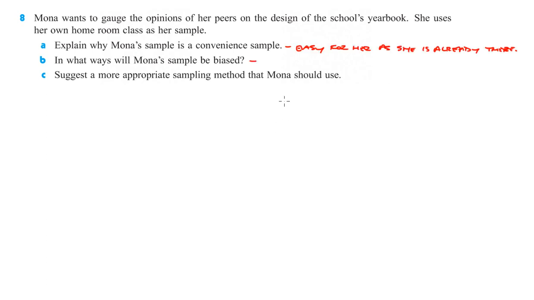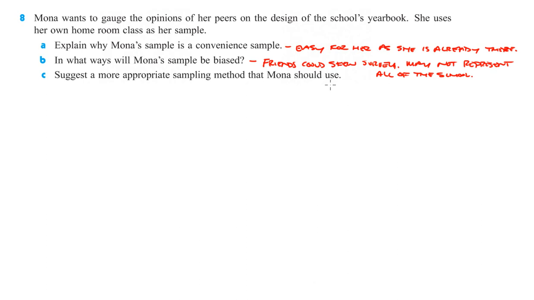That's why it's convenient. In what ways will Mona's sample be biased? Well, part of it is she already knows these people. They might not want to hurt her feelings, and so they might be a little bit more agreeable with her. And then also, her class could be a class full of seniors, and that might not necessarily be representative of the rest of the class. Okay. And then suggest a more appropriate sampling method that Mona should use.